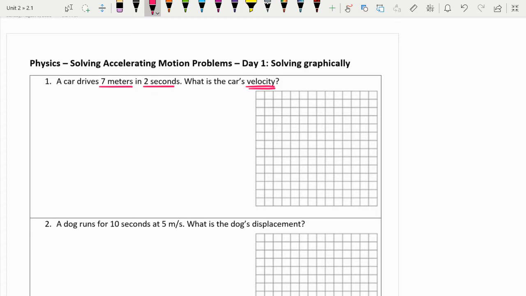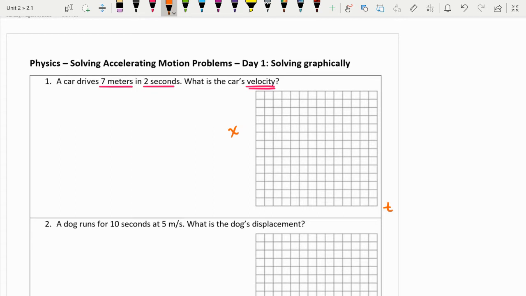So let's go ahead and draw ourselves a position versus time graph. I'm going to label position on the y-axis and time on the x-axis. Time is almost always going to go on the x-axis. So we're just going to space some stuff out so that we can get a sense of where everything is. So we need at least 7 meters.